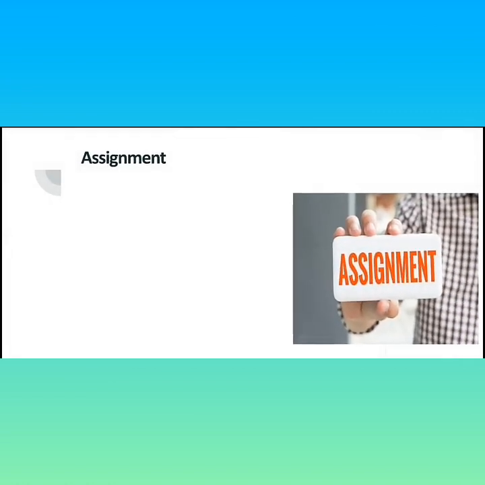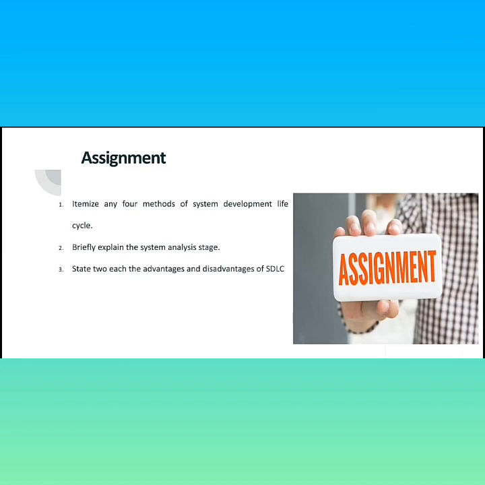Now the assignment. The first assignment is to itemize any 4 methods of system development life cycle. Second, briefly explain the system analysis stage. Third, state two each of the advantages and disadvantages of system development life cycle.